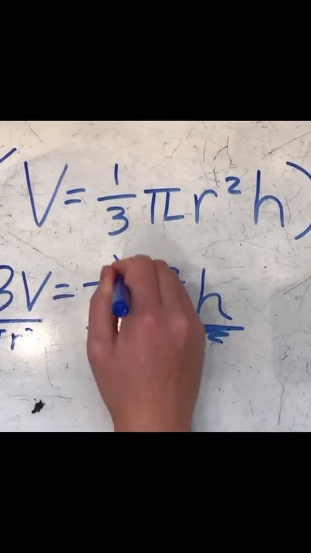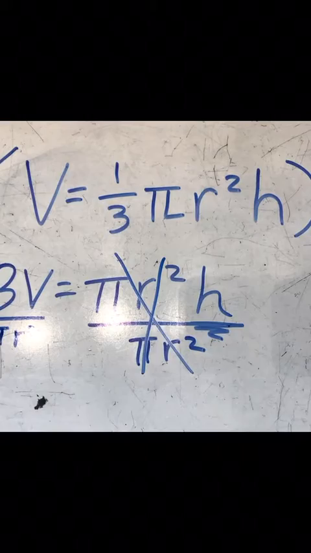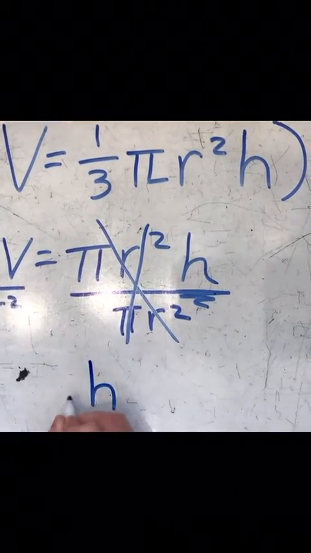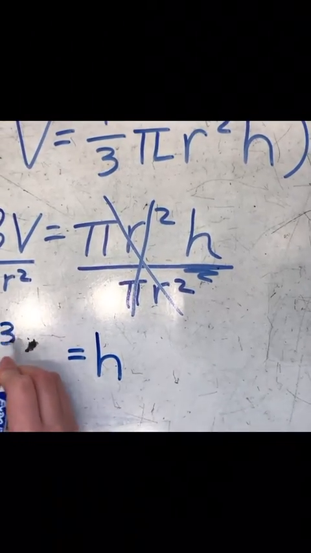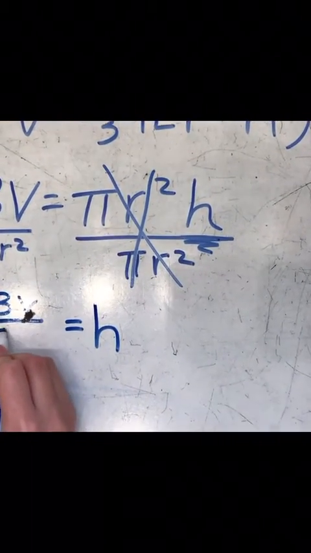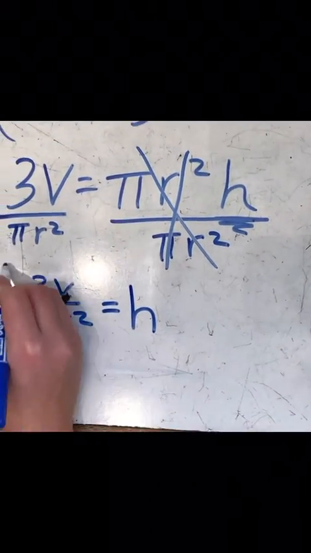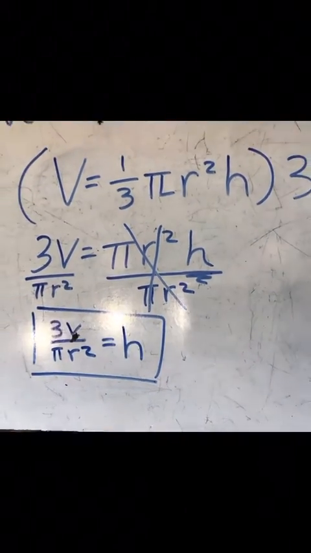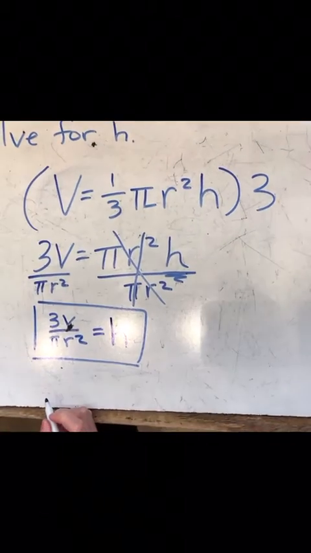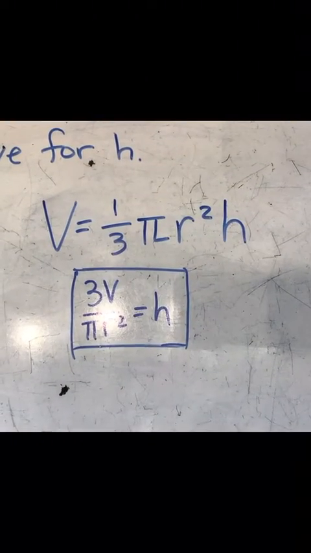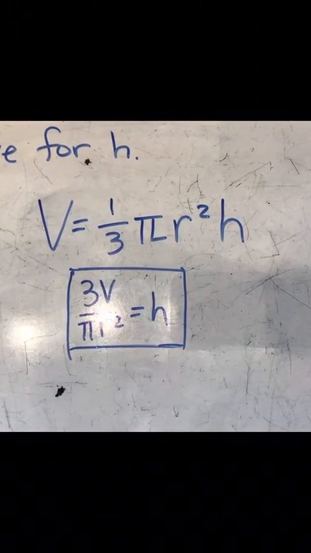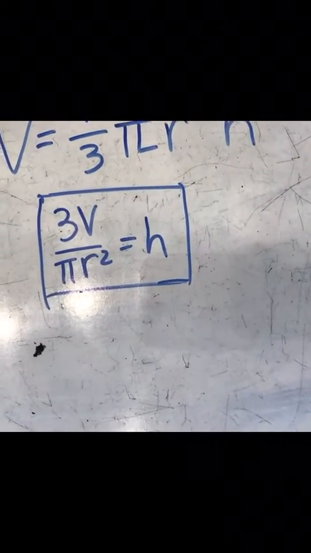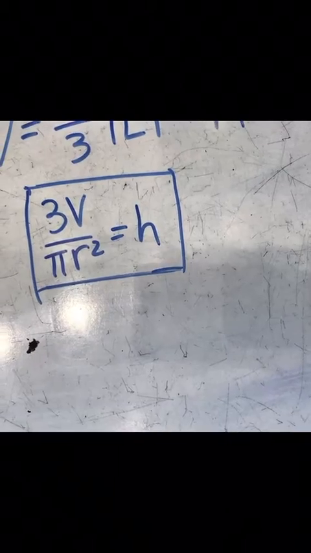So simplifying this would cancel out pi r squared on the right side of the equation, leaving h by itself, equaling 3v over pi r squared. So our final answer is h equals 3v over pi r squared. So our original equation was v equals 1/3 pi r squared h, and what we got for an answer was 3v over pi r squared equals h.